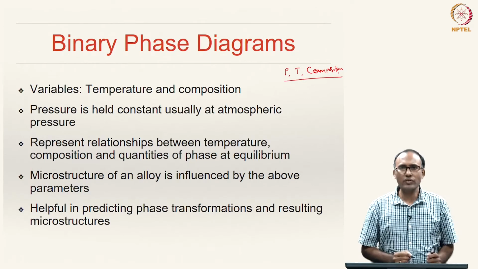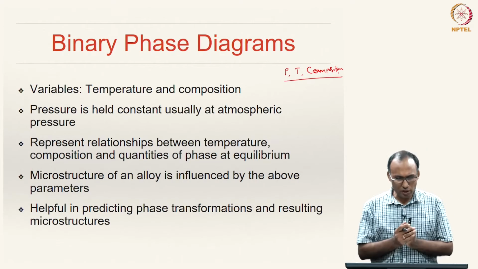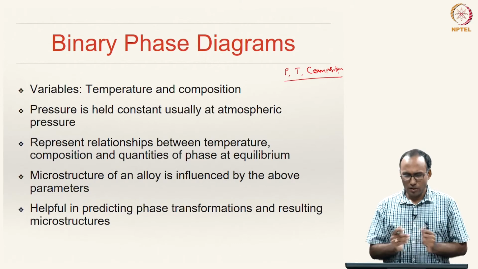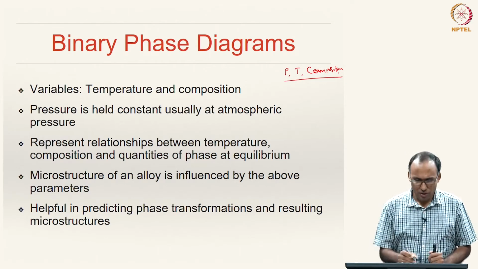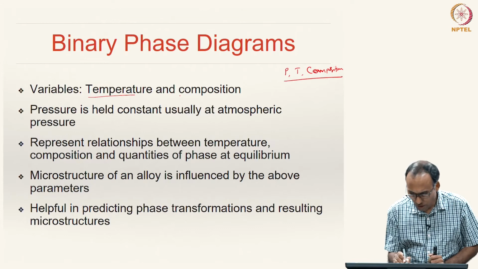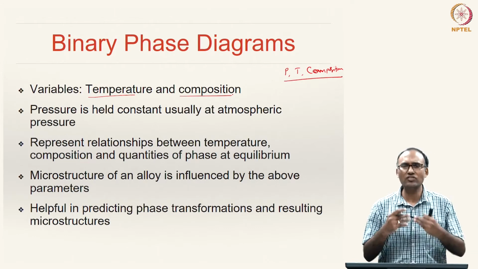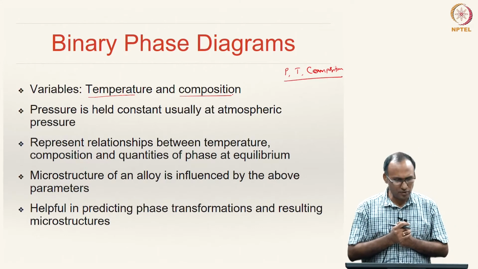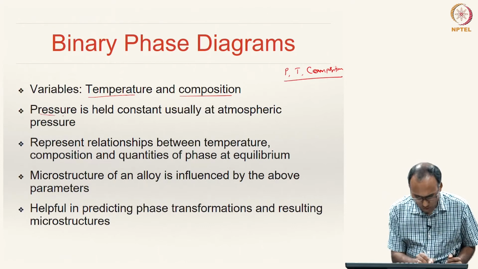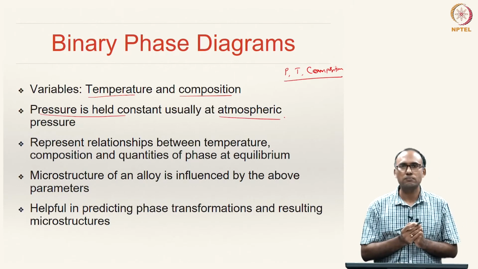So, in this course, when we are talking about binary phase diagrams, the 2 independent variables that we are choosing are temperature and composition, and typically that is how it is done for most of the phase diagrams, and pressure is usually held constant at atmospheric pressure.